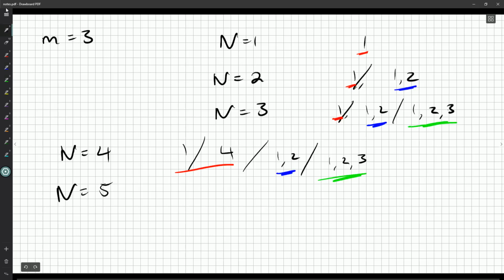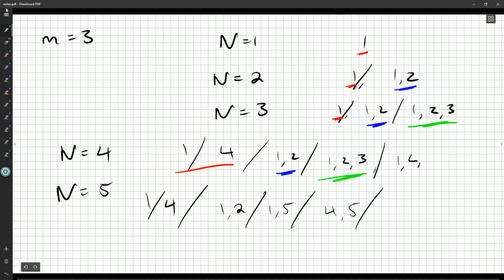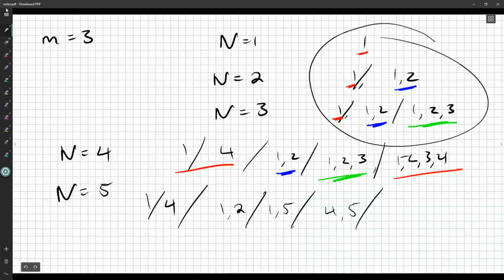So n equals 5, how many of them are there? Well, there's 1, there's 4, those are the ones of length 1. For length 2, you have to start with a 1 or a 4. For length... Oh! I didn't get this length 4 sequence. So there's another one, I guess. So it's 5. But 5 is not what I was expecting. I was expecting 7.